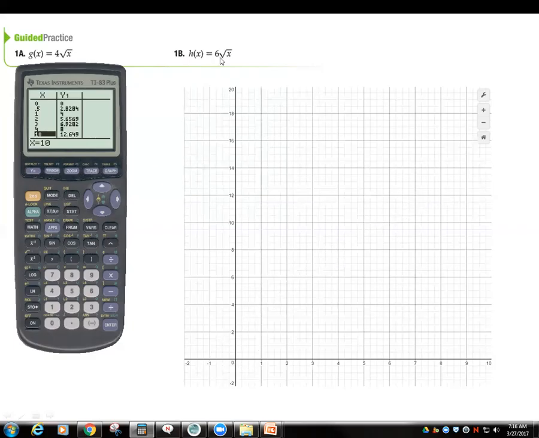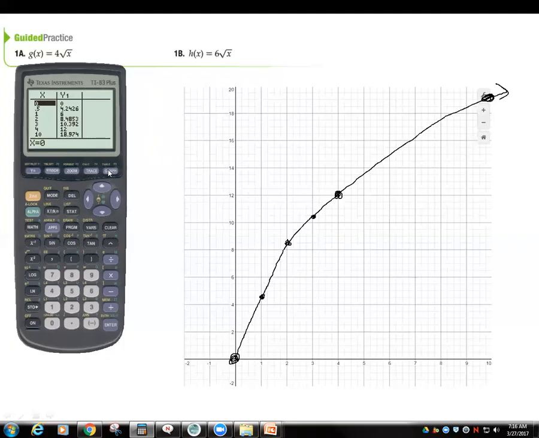If I wanted to do 6 square root of x, I'd go back to my y equals menu, put in 6, enter, second table, and then you get your points again. You'd have 0, 0, and then at 0.5 it's 4.2, so it's right there. 2 is at 8.4, which is almost 8.5, right there. 3 is at 10.3 right there. 4 is at 12, and then 10 is at 18.97, which would be right there. And you see it just stretched it vertically more.